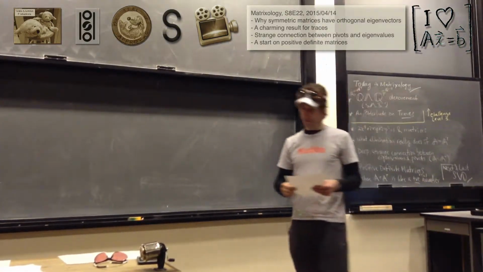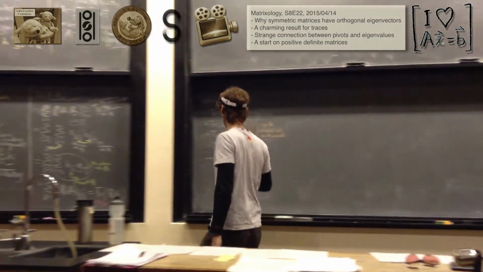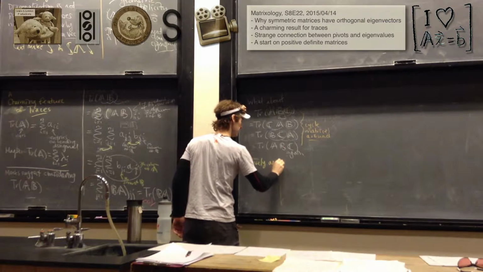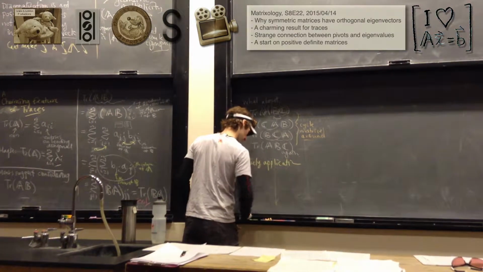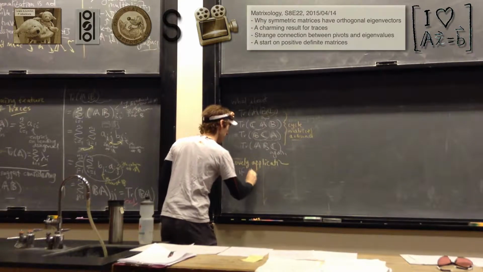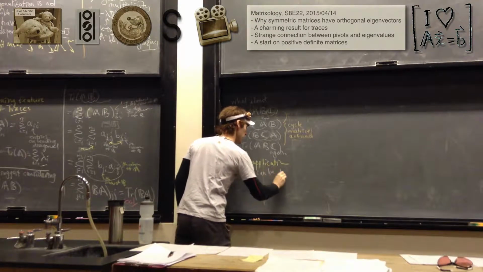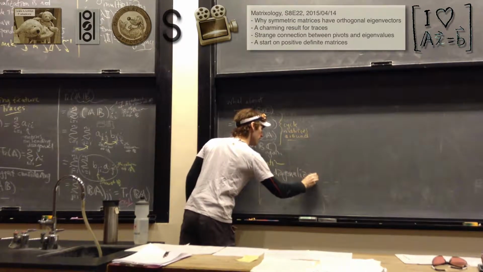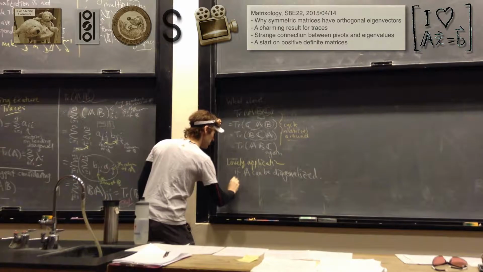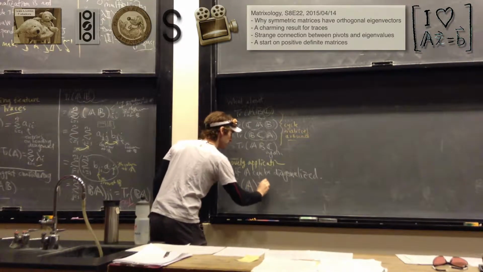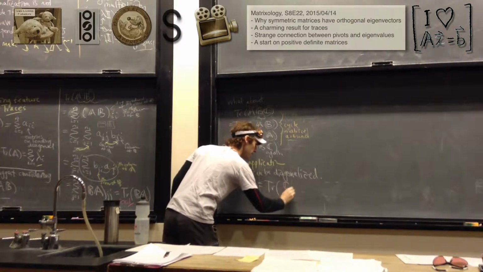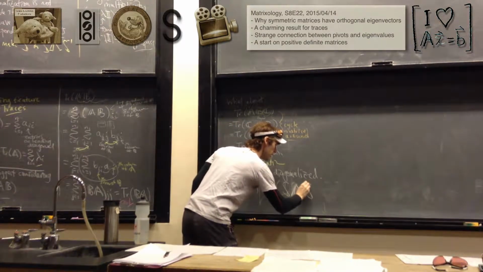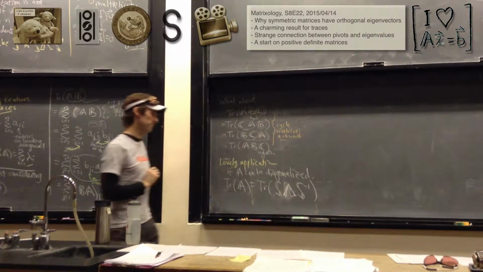So here's a nice little application, a lovely application. If A can be diagonalized, in the magical land of diagonalization, always true. If, then, we can say the trace of A equals the trace of S, lambda, S to the minus 1, like this.